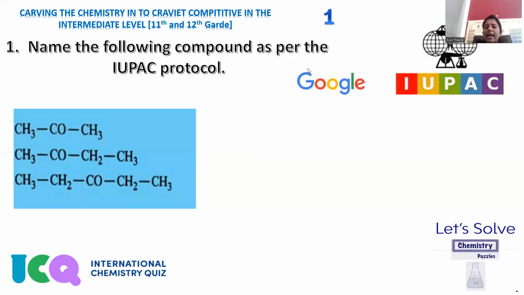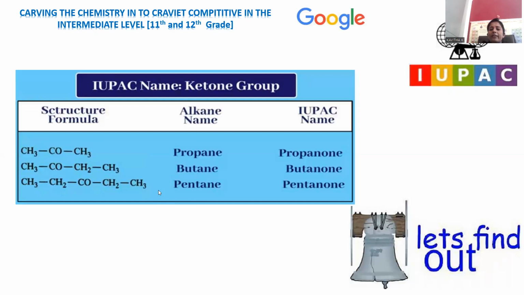Name the following compounds as per the IUPAC protocol. IUPAC stands for International Union for Pure and Applied Chemistry. As per the IUPAC, what will be the names of these compounds? All of them commonly contain C=O, which is called carbonyl, and it is also called a ketonic functional group. Any carbonyl compound is designated as R-C double bond O, where R or H will be there. So C double bond O will be common in carbonyl compounds. For these carbonyl compounds, we have to assign names as per the IUPAC protocols. Let's see how we can name them.